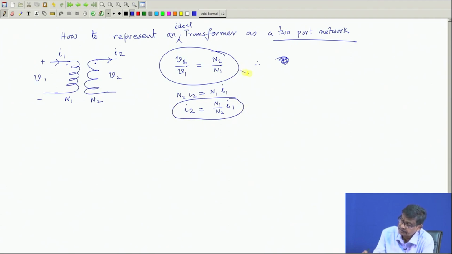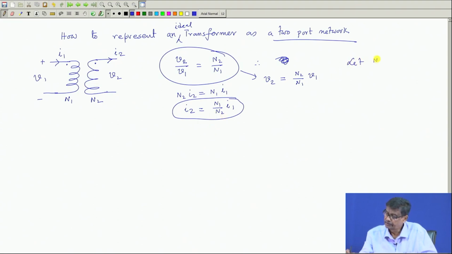Similarly, I can write V2 is equal to n2 by n1 into V1. So n1 by n2 is the ratio. Let n1 by n2 be some number, a. Therefore, I will say V2 is equal to a V1. This is one equation from this.